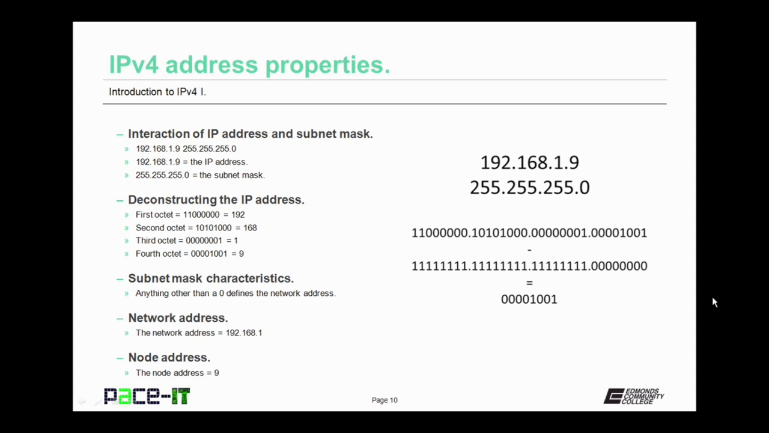So what we have for that IP address is that 192.168.1 is the network portion of the address, and the node portion of the address is the 9. And that's how the IP address and subnet mask work together to define the network and the node.